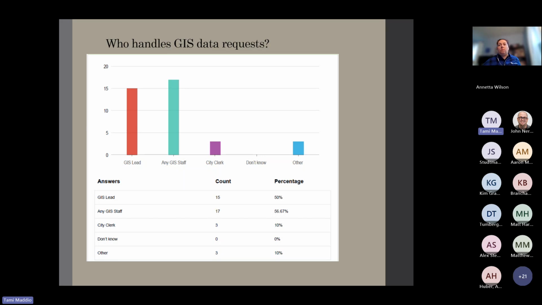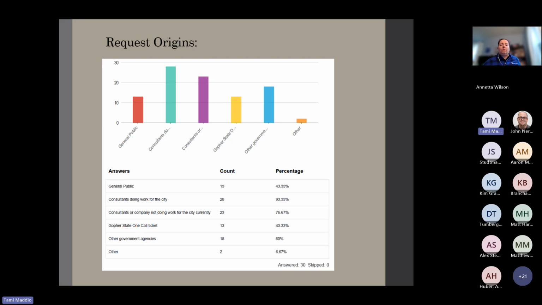So the question was, who handles GIS data requests? Mostly GIS staff, which makes sense. Most of the time you have to have the tools and software available to do that. Where are the data requests coming from? The majority are coming from, it got cut off, but it's consultants that do work for the city. They're the most, and I would agree with that in our case. It's pretty even for other government agencies too, and for state one call and the general public. So we're getting them from a lot of different areas.